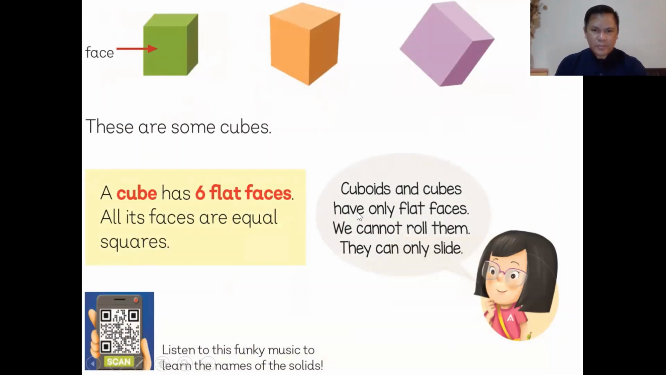Cuboids and cubes have only flat faces. We cannot roll them. They can only slide. So if you can see the cube, they have flat faces. We call it a flat face.